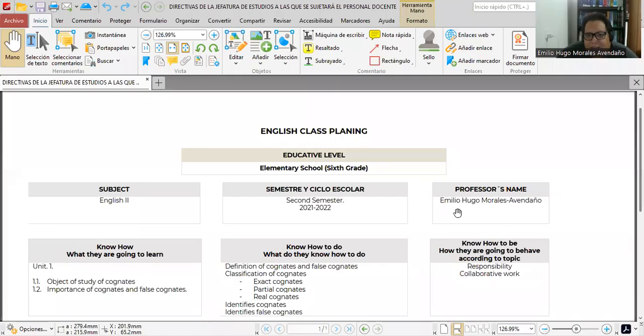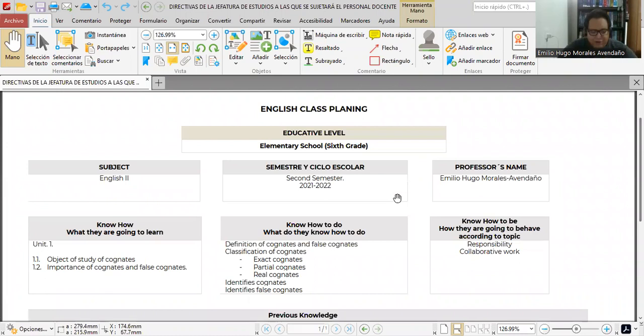And I'm going to share what we are learning today according to the planning, the academic planning. I'm showing you this because sometimes when it is the last days of school, the directives are asking for some evaluation of the academic or the teachers. And let me show you. This is a class for elementary school. I mean, it could be for other levels, for instance, high school or senior high school inclusive. The subject is English. The second semester, professor's name.